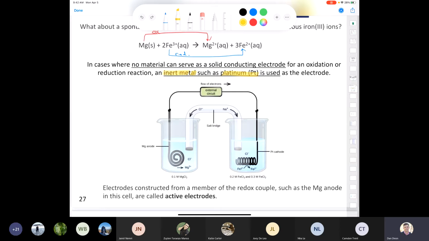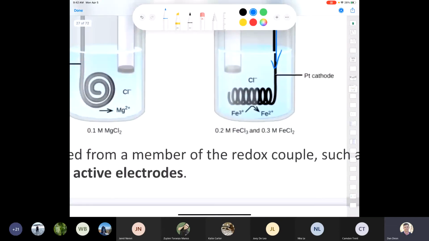As the magnesium becomes oxidized, the magnesium is going to lose 2 electrons, which will flow through the wire. They're going to come down through the platinum, and the reduction of the iron 3 plus actually occurs at the surface of the platinum electrode. So the electrons are going to flow through here, and then the electron is grabbed at the surface and is going to reduce the iron 3 to iron 2.